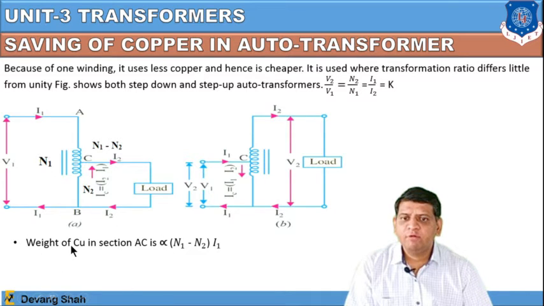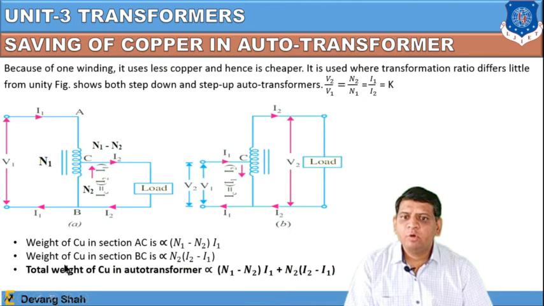So here the weight of copper in section A to C is proportional to N1 minus N2 multiplied by I1, right. Same way, if we talk about the weight of copper in section B to C, which has the number of turns N2 and the flowing current I2 minus I1, right. So I can write the weight of copper in section B to C is proportional to N2 multiplied by I2 minus I1, right.